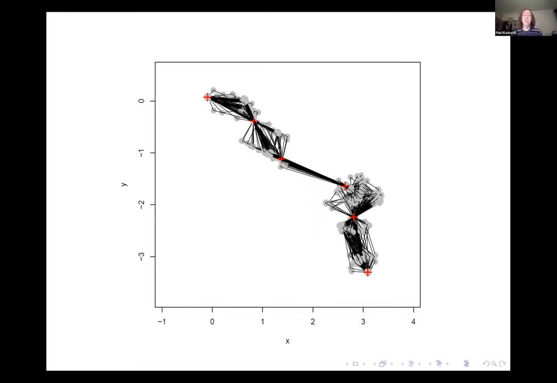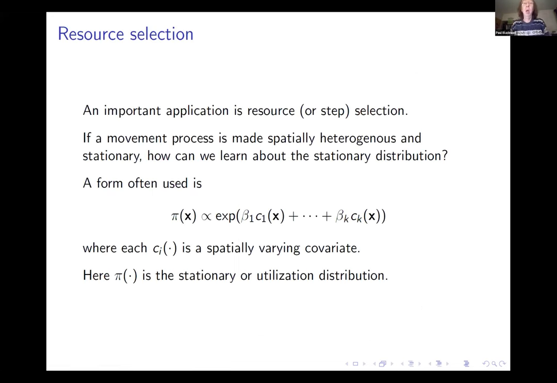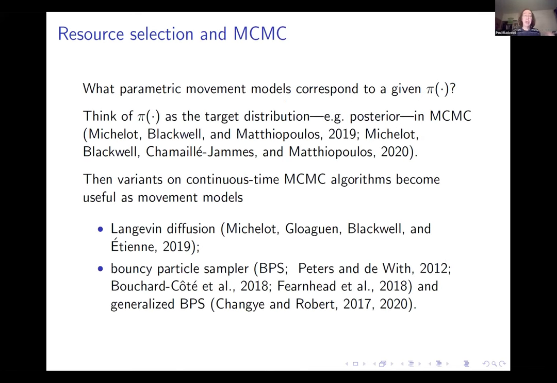So just to finish off, I wanted to say a little bit about the implications of this for the kinds of applications that Mevin was actually talking about, resource selection. I'm going to skip over that very introductory slide, but the basic idea of the approach that we want to take is that we want to get continuous time movement models that correspond to a parametric description of the utilization distribution of individual animals in that form that Mevin outlined, where you have an exponential form with some selection parameters.